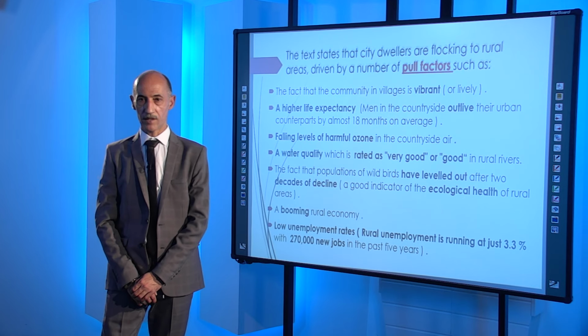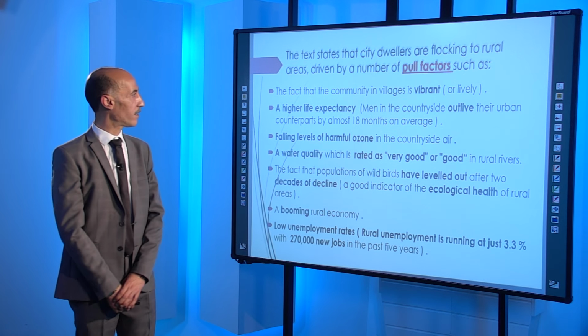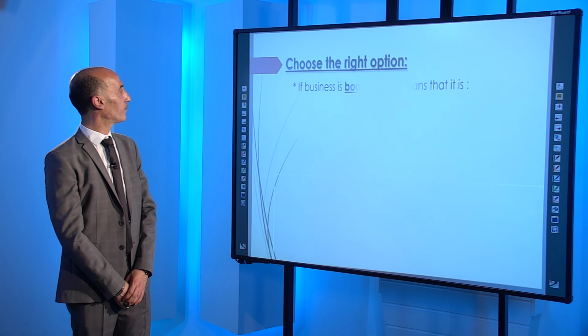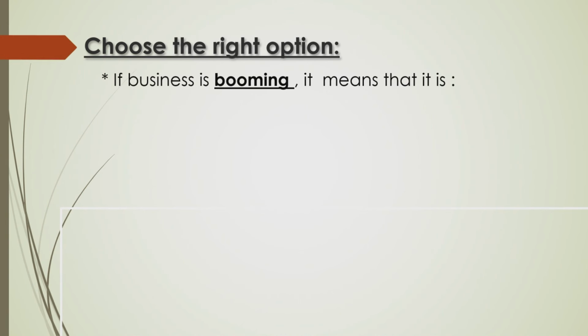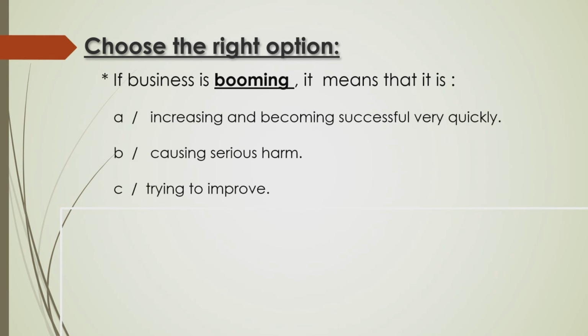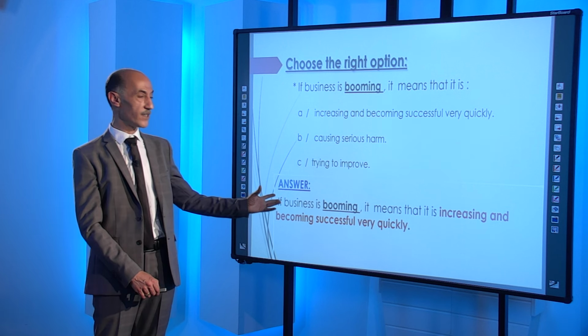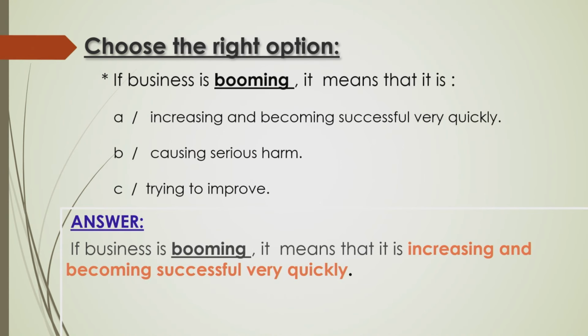Now that we have read the text, we'll move on to some vocabulary which is relevant to this topic, and we'll together try to choose the right option. We'll focus on this first item, which is the verb to boom. So if business is booming, it means that it's increasing and becoming successful very quickly, causing serious harm or trying to improve. Well, you all remember that while reading the text, we spoke about this as being a pull factor. So the answer is the following. If business is booming, it means that it is increasing and becoming successful very quickly.